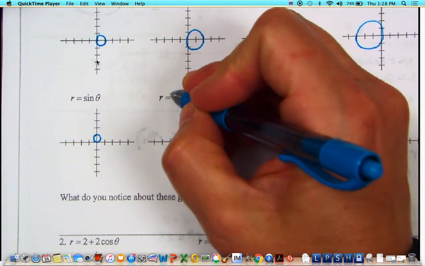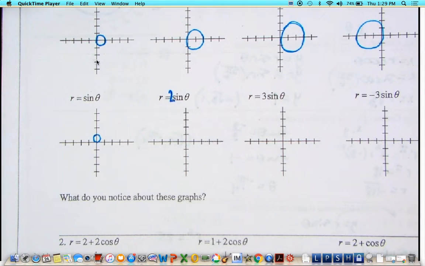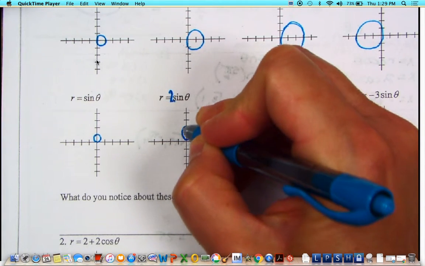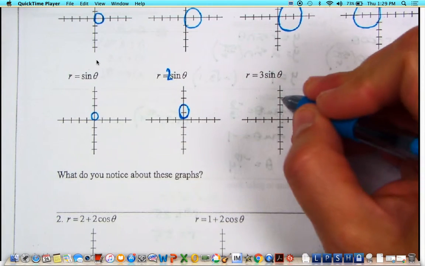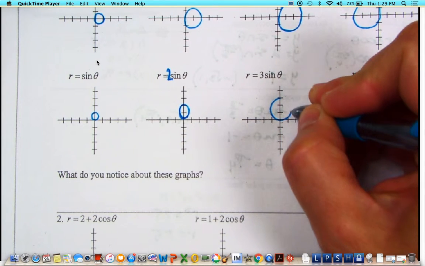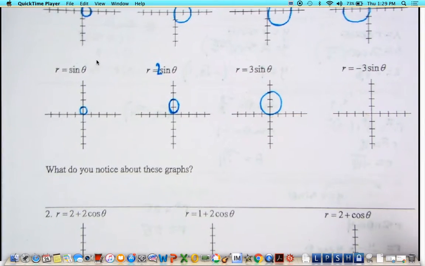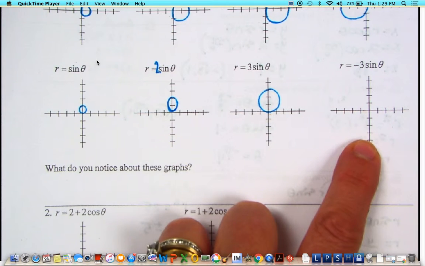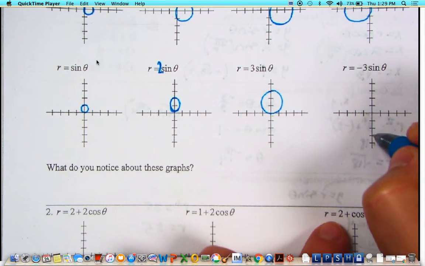The next one is supposed to have a 2 in front of it. What's it going to be? Diameter of 2 and on the y-axis, right? And the next one? Diameter of 3. Yep. What about this one? Since it's negative, it's going to flip down here, right?